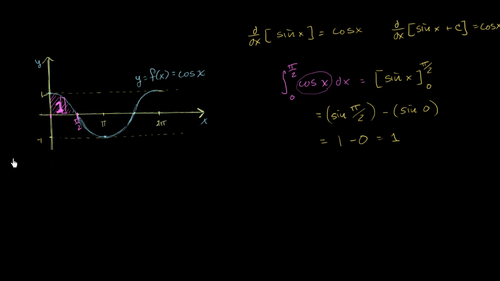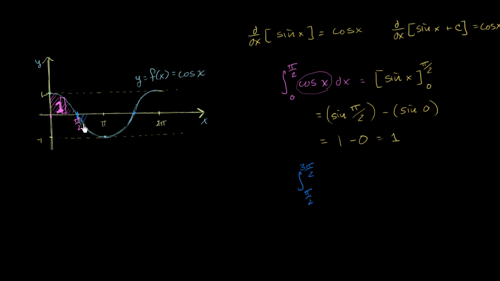Now let's do something interesting. Let's think about the area under the curve between, let's say, pi over 2 and 3 pi over 2. So between here and here.